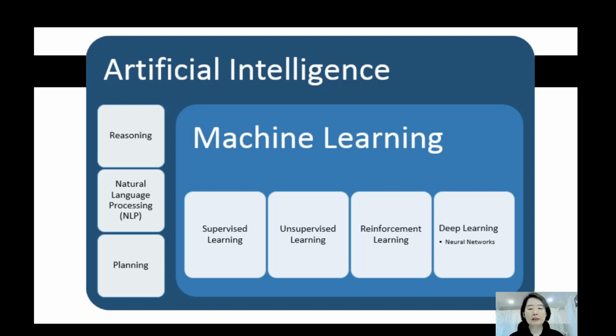Okay, let's take a big picture. Where does machine learning actually sit? Artificial intelligence is the big umbrella, and machine learning is a part of artificial intelligence. Other than machine learning, reasoning, natural language processing, and planning are under artificial intelligence. And under machine learning, we have the big four puzzles here: supervised learning, unsupervised learning, reinforcement learning, and deep learning or neural network. We'll look into each one of these in the later slides.